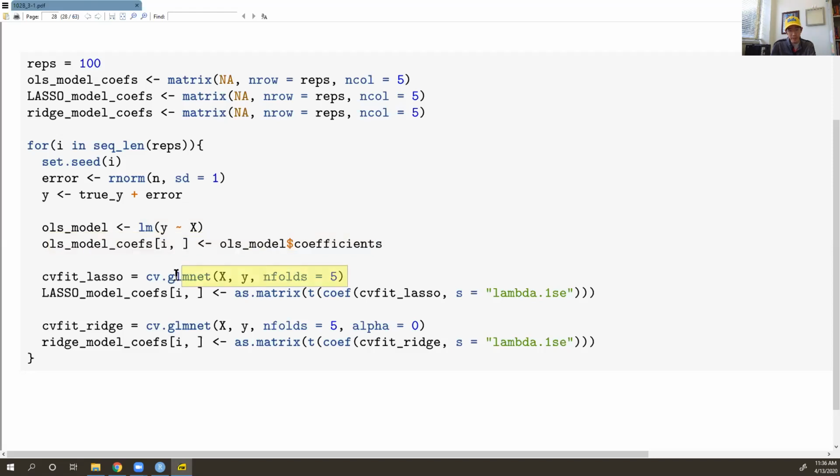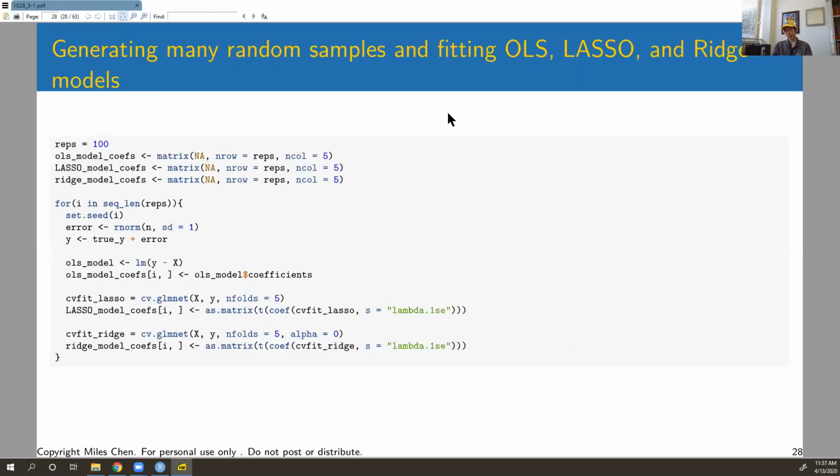And then I fit a LASSO model using glmnet, and extract the coefficients from the LASSO model and store them. Then I fit a ridge regression model, which is alpha equal to 0, and I extract the coefficients from the ridge regression model. I do this 100 times, so I'm going to get basically 100 different sets of model coefficients for different random samples drawn from the population.